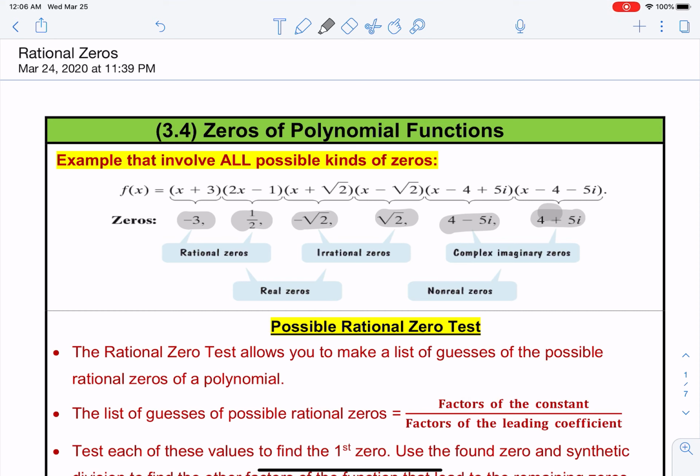Now, guessing is not the best way to go about it, but with higher order polynomials, it is advised that we guess. And the process is quite easy. First, we list out all the factors of the constant term. Then we list out the factors of the leading coefficient, and we divide the factors of the constant by the factors of the leading coefficient. Once we get this, we can use synthetic division to find the other zeros, and eventually, at times, we may have to use the quadratic formula to get to the zeros.